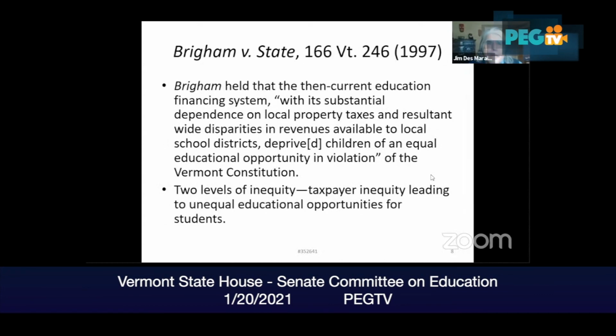Brigham, which was decided back in 1997, held that the then current education financing system, with its substantial dependence on local property taxes and resultant wide disparities in revenues available to local school districts, deprived children of an equal educational opportunity in violation of the Vermont Constitution. There are two levels of inequity in Brigham. One, taxpayer inequity, that town that had to pay 2.25% versus 1%, which led to unequal educational opportunities for students.